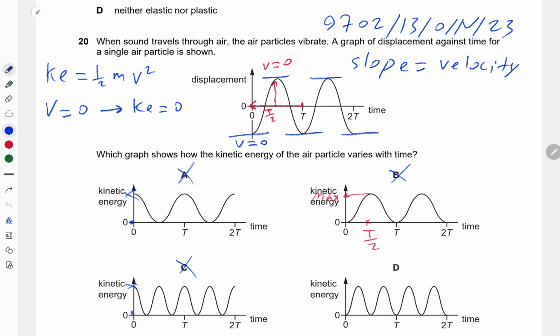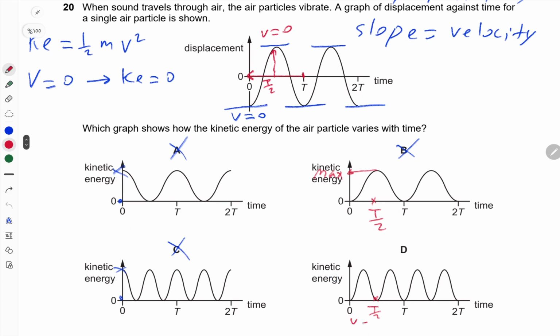And here in option D, after half the period velocity is 0, v equals 0, and after a complete period kinetic energy has become also 0 because velocity equals 0. Option D is the correct answer.